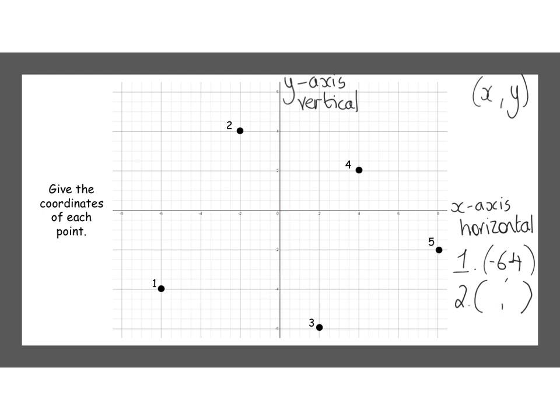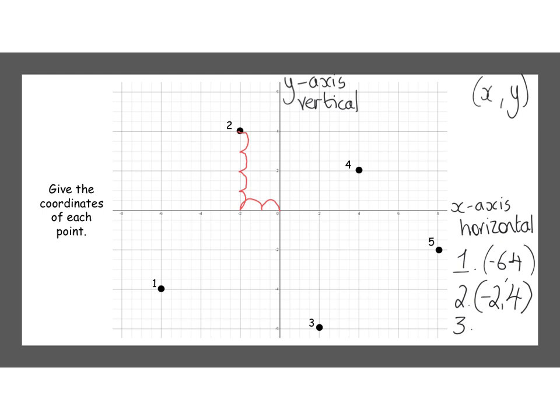So first of all, we're going to look at the x. So to get to 2, we went 1, 2, and it's minus 2, so it's going to be minus 2 here. And then to get up to it, we went 1, 2, 3, 4. So that was going to be minus 2, 4.